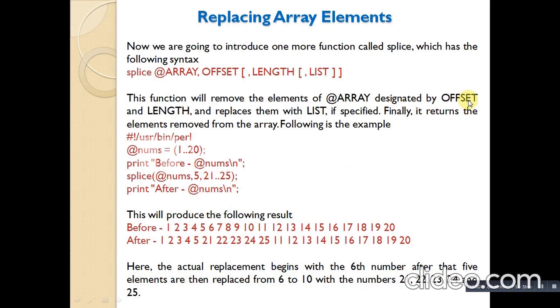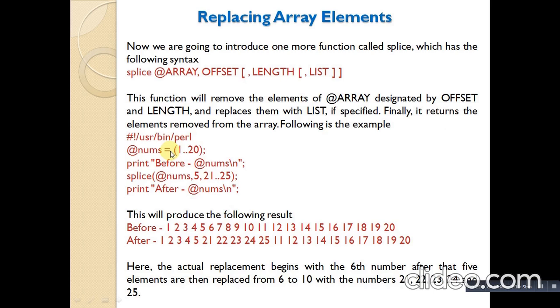Offset means where to start, from which place to start, and the length means how many elements we want to replace, and it replaces them with the list. If specified, finally it returns the elements removed from the array. Now, the shebang line.